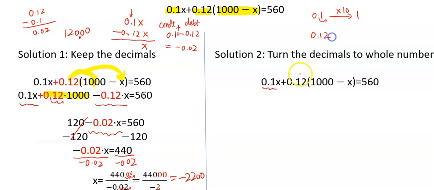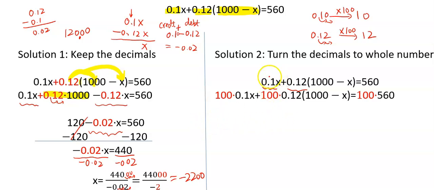But in order to turn 0.12 to a whole number, 12, we have to move the decimal point 2 places to the right, which means we're multiplying by 100. In order to turn both of the numbers to whole numbers, we need at least 100. 10 is not enough for turning 0.12 to a whole number. So we're going to multiply both sides of the equation by 100. And we can move the decimal point 2 places to the right, which gives us 10. All right, so that's what we're going to do.